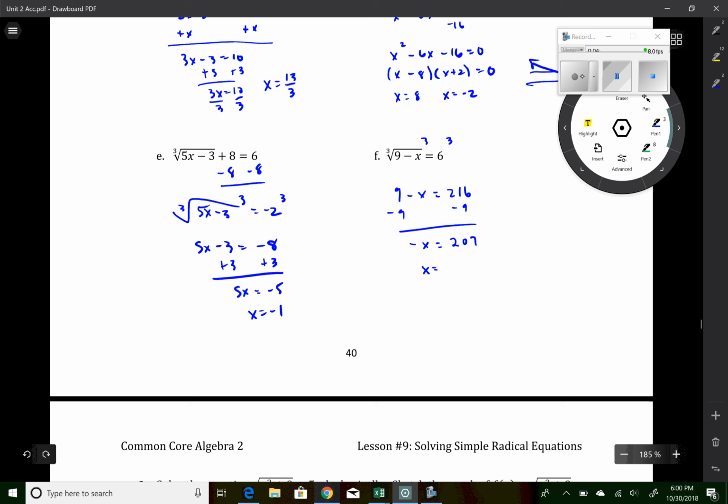Negative x we don't want, so we make it positive and change the other side. That also works, right? If we do 9 minus negative 207, it becomes a plus 9, giving us the 216 that has a cube root of 6.